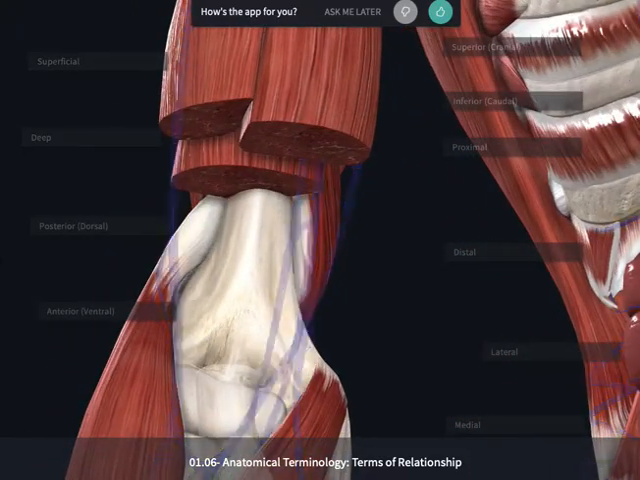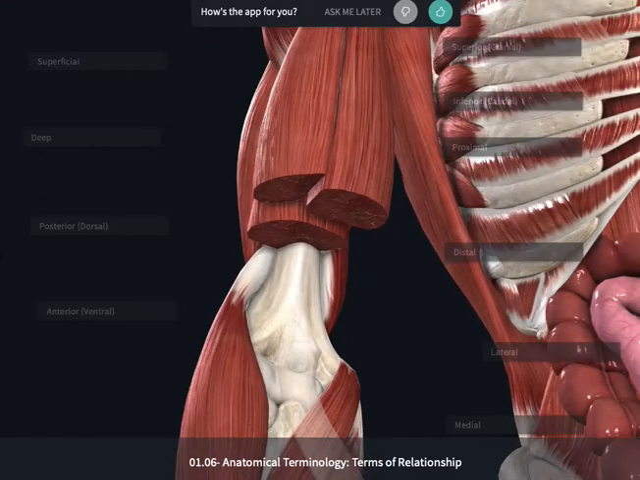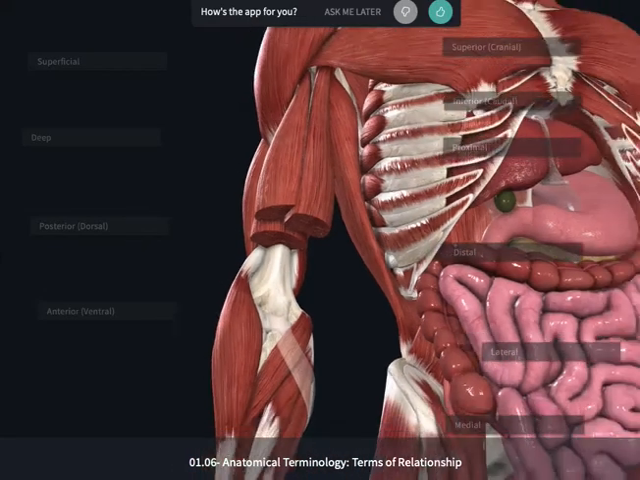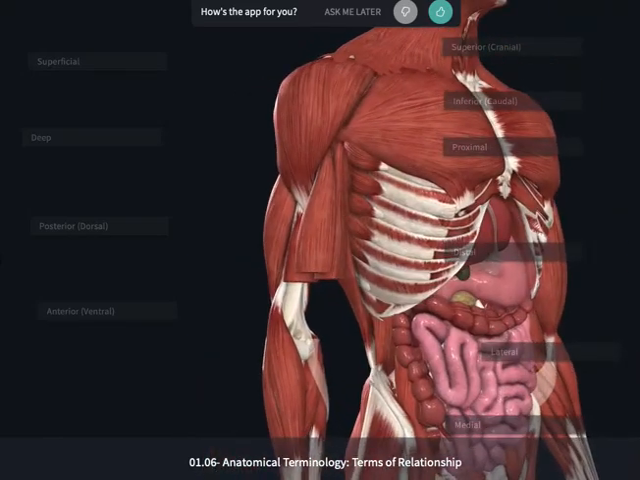We could also simply describe these structures in relation to one another with these terms. So I could describe the muscles of the arm as being located superficial to the underlying bone, or I could describe the bone as being deep to the overlying muscles. So the terms are going to be helpful for identification and relationship of one thing to another within the body.